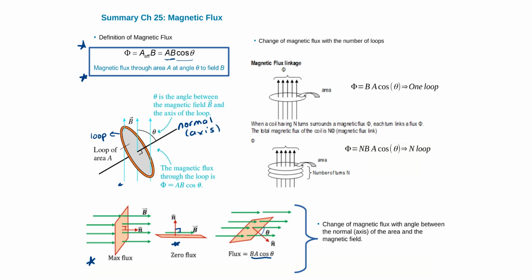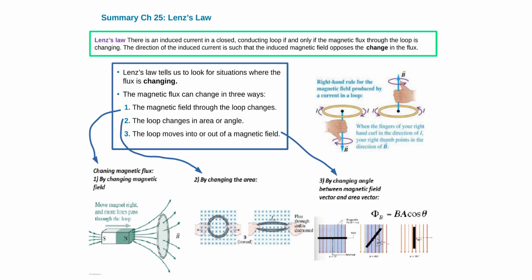If I have one loop, here is my flux, BA cosine theta. If I have more than one loop, I'll just multiply that equation by the number of loops, because each loop here will be having a flux through it, and we'll add all those fluxes. So that's what magnetic flux is.